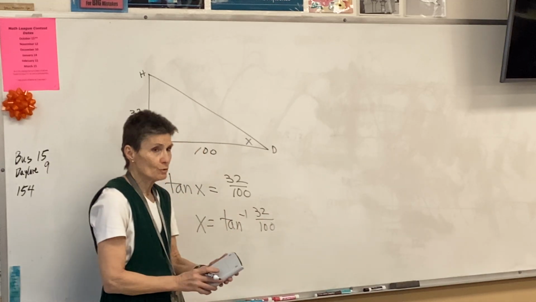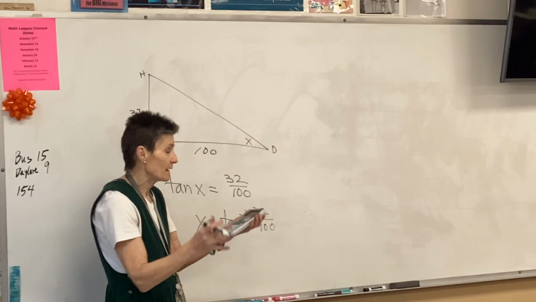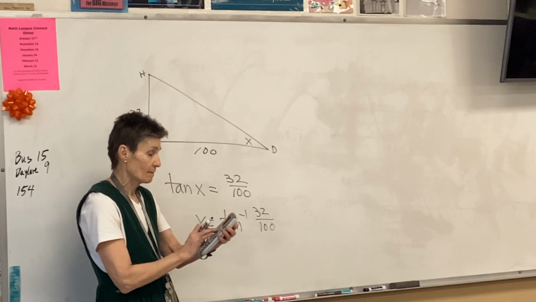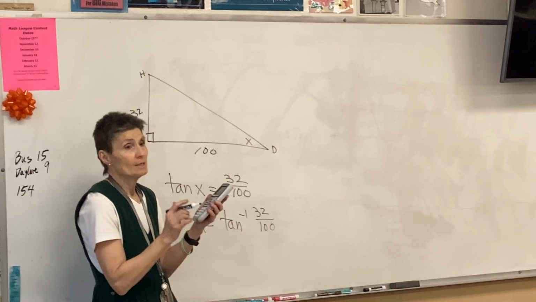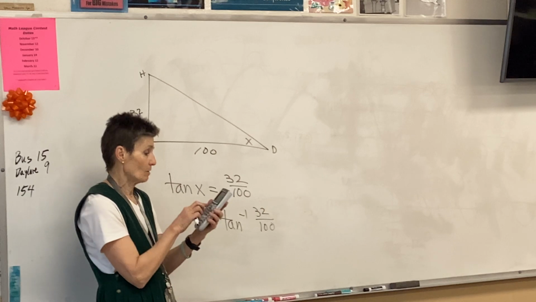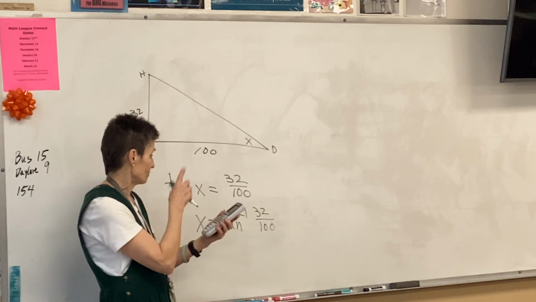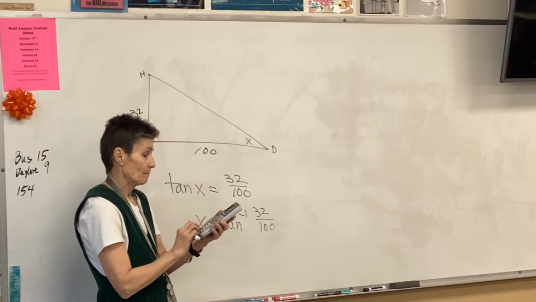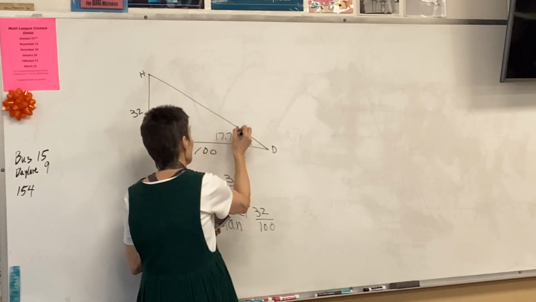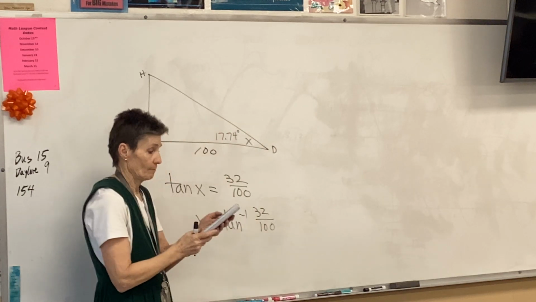When do I use my second tangent, second sine, second cosine? When do I use those buttons? You're trying to find the angle. When I'm trying to find the angle. So you just gotta pay attention. If you are trying to find an angle, then you're gonna press second, in this case, tangent. And the angle is 17.74 degrees.